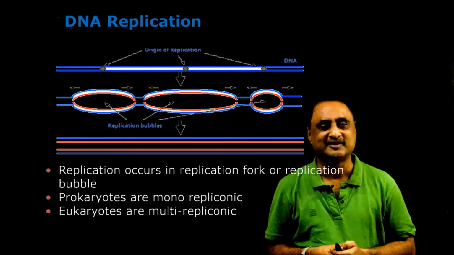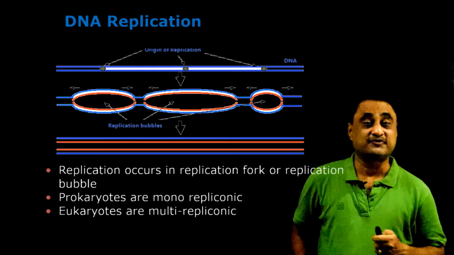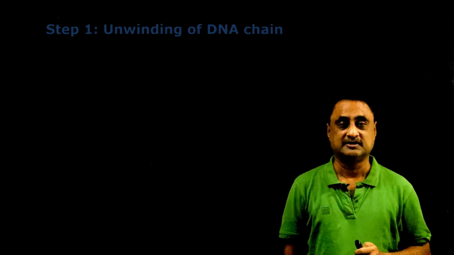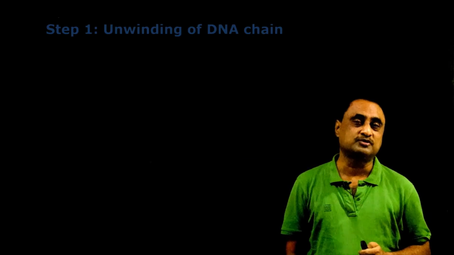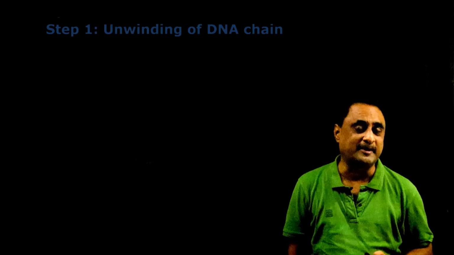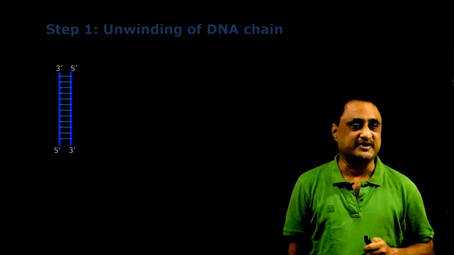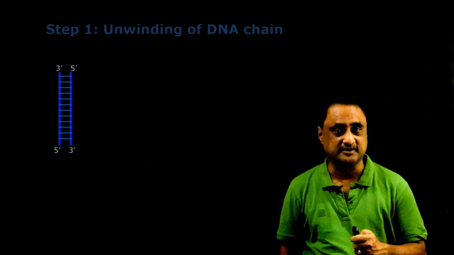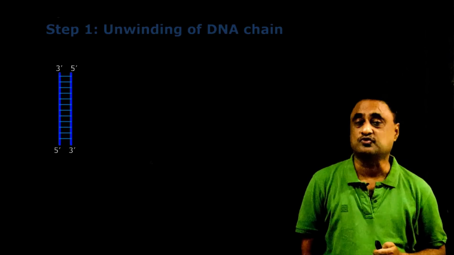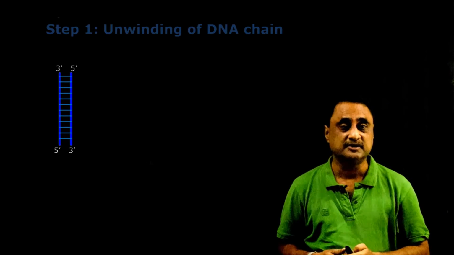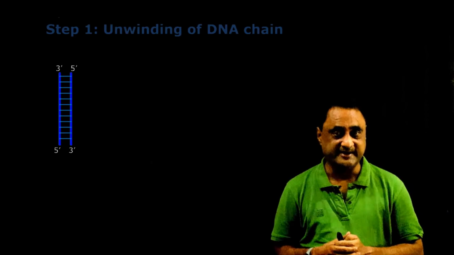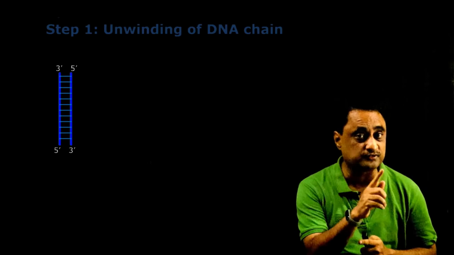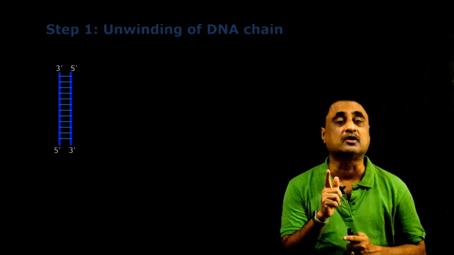Now let's start discussing the different steps, starting with step 1, where we will learn how the unwinding of DNA happens. Have a look at this diagram. This is a simple DNA in which the polarity in terms of 3' and 5' is shown. The moment we talk about DNA replication, we need to understand the polarity, because one key thing to keep in mind is that synthesis always occurs in the 5' to 3' direction. I repeat, synthesis always occurs in 5' to 3'.